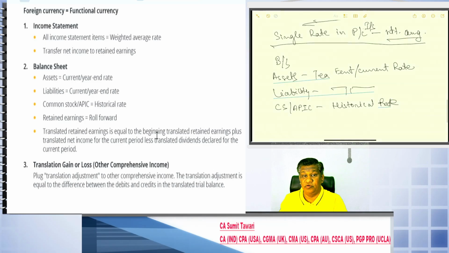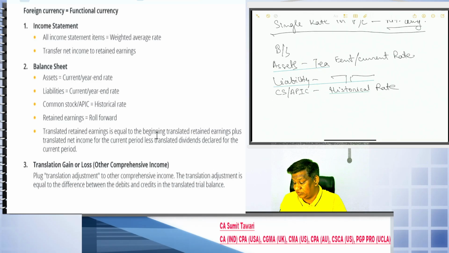Okay, so whatever may be the difference, that is basically the retained earning that is absorbed in retained earnings. There is no difference carried forward from the income statement. So this is basically the roll forward, and whatever difference arises, we route it through other comprehensive income. So translated retained earnings is equal to the beginning translated retained earnings plus translated net income for the current period less translated dividends declared for the current year.